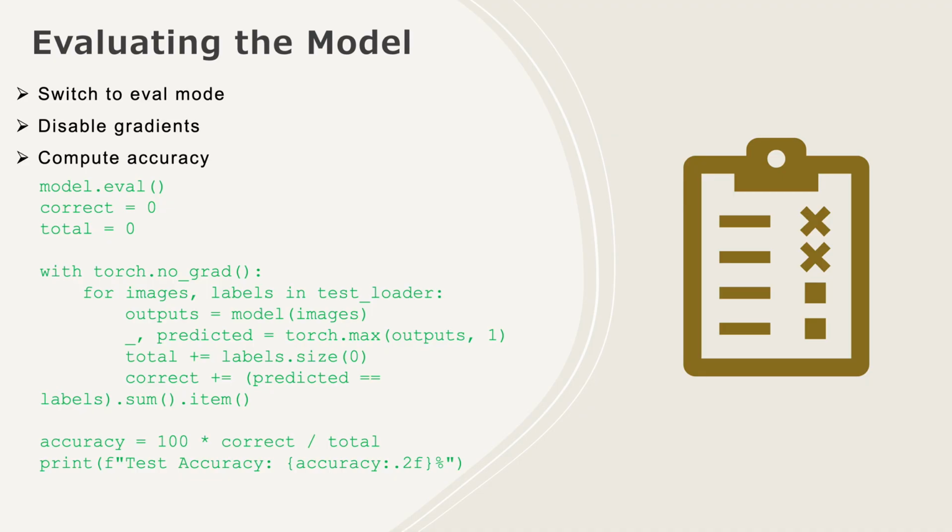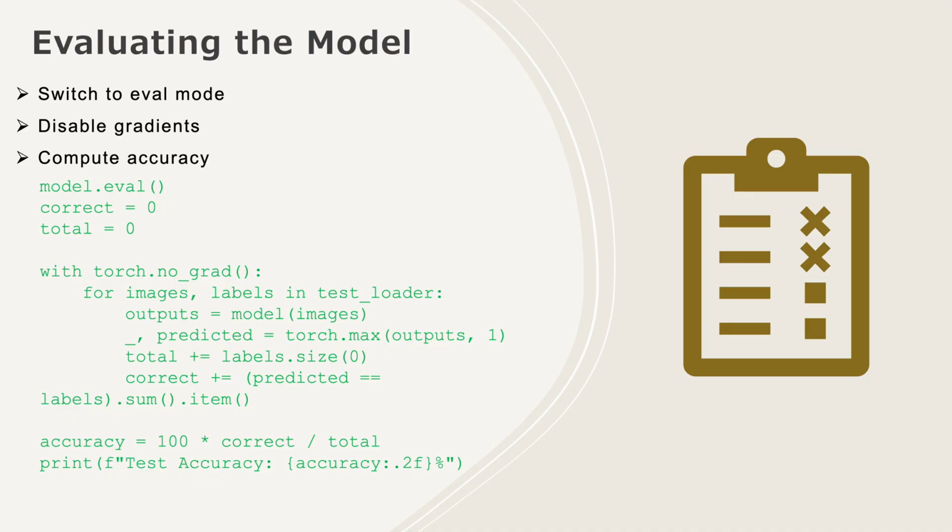When evaluating, we do not need gradients, so we wrap the entire loop inside with torch.no_grad. This reduces memory usage and speeds up computation. Inside the loop, we take one batch from the test loader and pass the images through the model to get the outputs. Then we use torch.max to get the predicted class index for each image. The max function returns two values, the maximum value and its index. We only care about the index, which represents the predicted label.